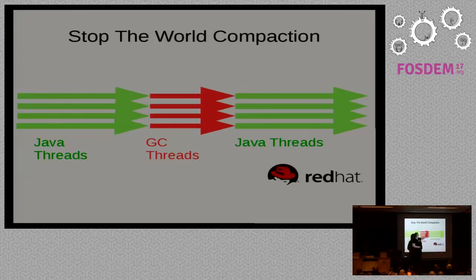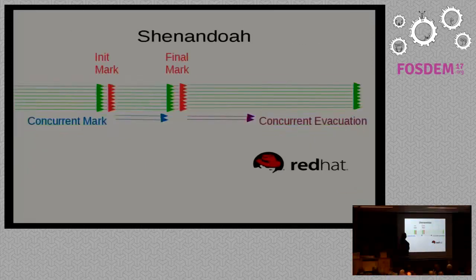And then they stop, and the Java threads start up again. Now, Shenandoah is a different beast, right? You run your Java threads for a while, you stop, you do a quick scan of the thread stacks, and then you start a concurrent mark, but you start the Java threads again. You do a quick stop and scan of the thread stack, and you do a final mark, and then you do concurrent evacuation while the Java threads are running. So we have two very, very short pauses that are just as long as it takes to scan basically your thread stacks.